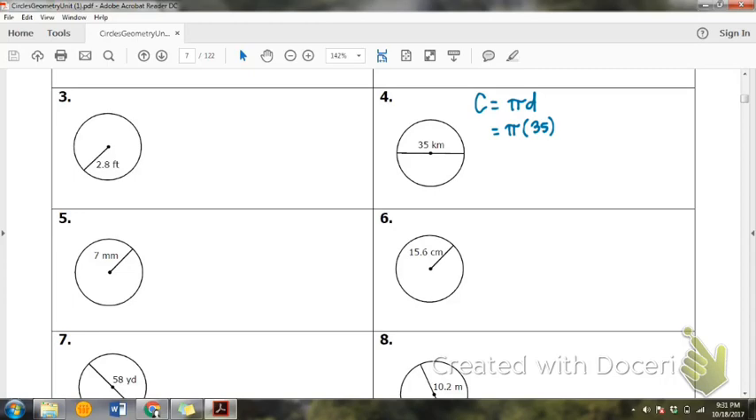So 35 times pi, I'm getting 109.955, so that's going to be 0.96. My unit of measurement here is kilometers. And remember, circumference is not squared, so I'm just leaving it as that.